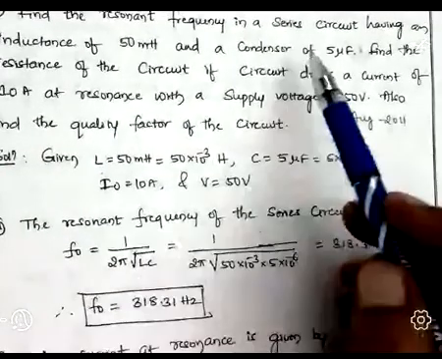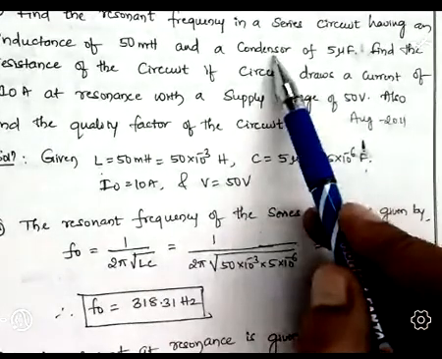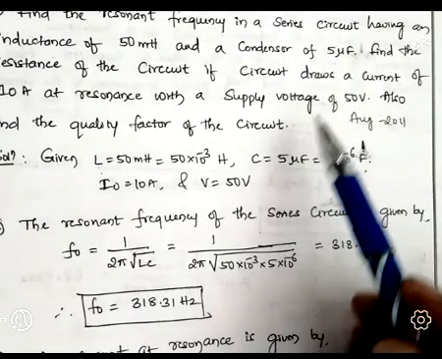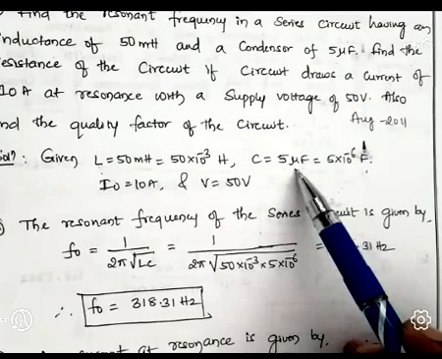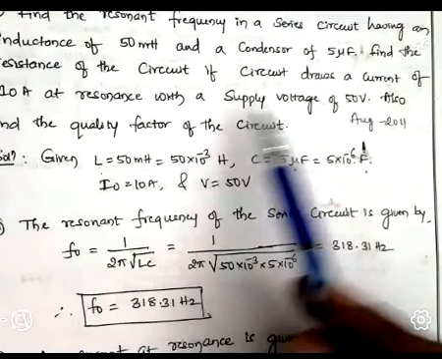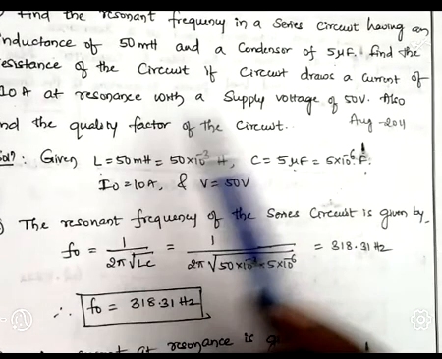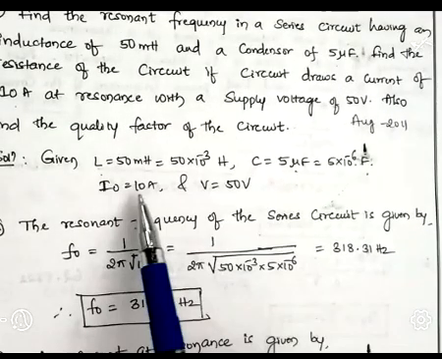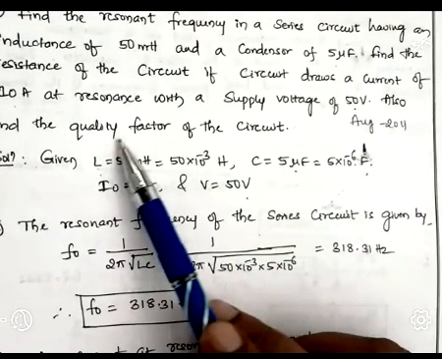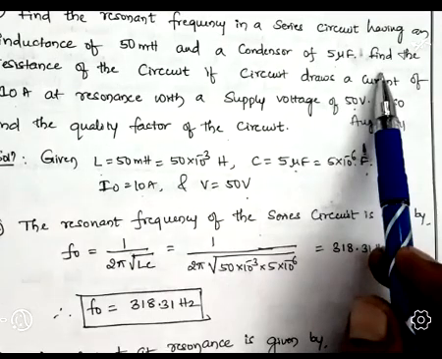Next, the condenser is a capacitor with value 5 microfarad, so C equals 5 microfarad. Micro means 10 raised to minus 6 farad. The current is given: it draws 10 amperes, hence I naught equals 10 amperes. The supply voltage V equals 50 volt. He is asking for two things: the resistance and the quality factor of the circuit.